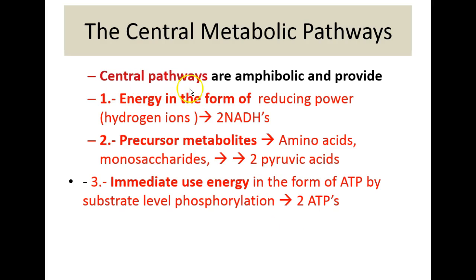The central pathways like glycolysis are amphibolic pathways. The catabolic steps in this pathway provide energy in the form of reducing power. In the case of glycolysis, 2 NADHs are produced. Also, precursor metabolites will be produced. Pyruvic acids are precursor metabolites which can be used to create amino acids. Immediate use energy is formed in the creation of a net gain of 2 ATP molecules.